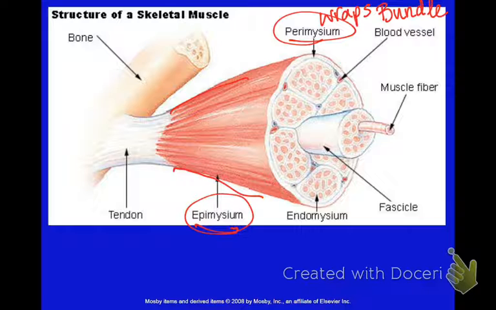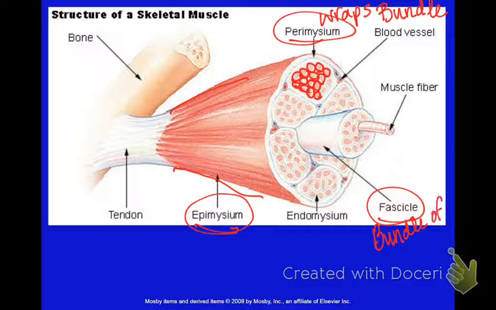And remember, a bundle is a bunch of cells. So each one of these things here is a muscle cell. A bundle of muscle cells is called a fascicle. So a fascicle is a bundle, and it's wrapped with a perimysium.